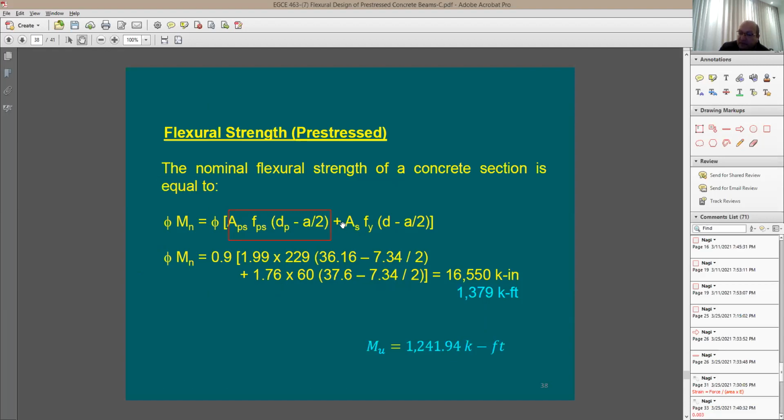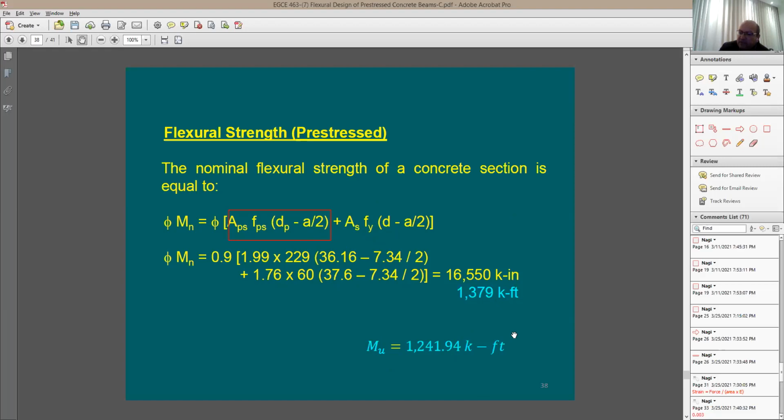Plus, this is going to be the strength coming from the conventional rebars. The 1.76 times 60, d minus a over 2. So actually, the a value here is going to be the same in both terms. It's going to be just the same a. And with that, you're going to have a moment of 1379 kip-feet. How much was the moment demand? I have it a couple of slides back, 1249. So this design is good.